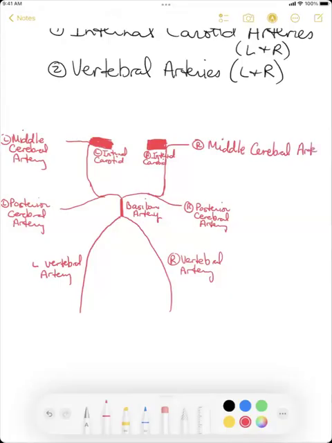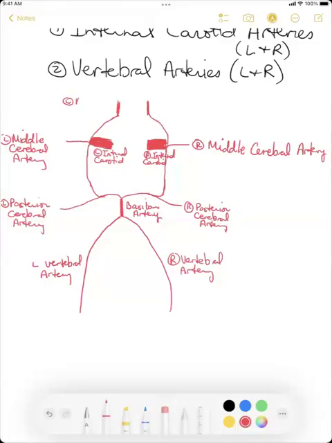Artery. All of these are going to be arteries. I don't necessarily have to keep writing the word artery. And then this is going to continue, and it's going to send two branches to the anterior part of the brain, one on the left, one on the right. And these anterior ones, you can probably guess what these are. These are the anterior cerebral arteries.